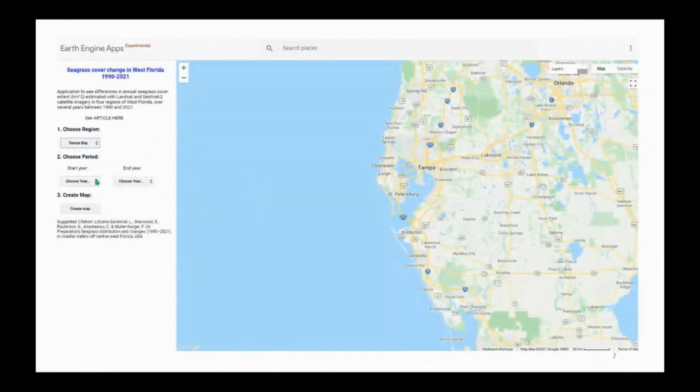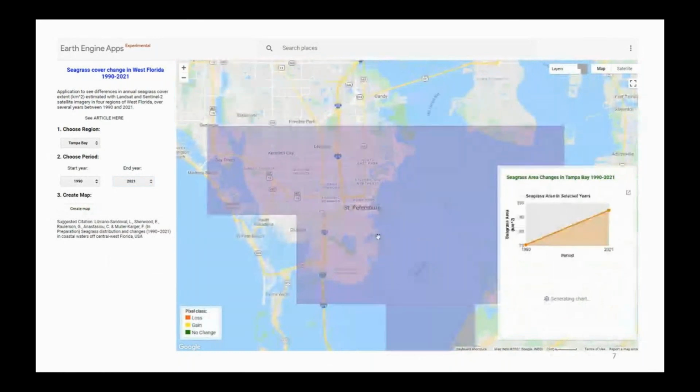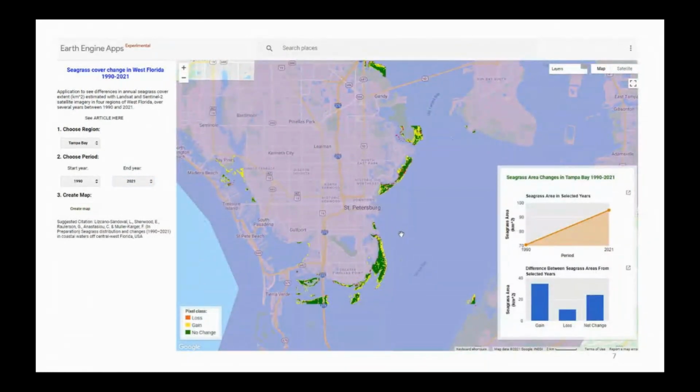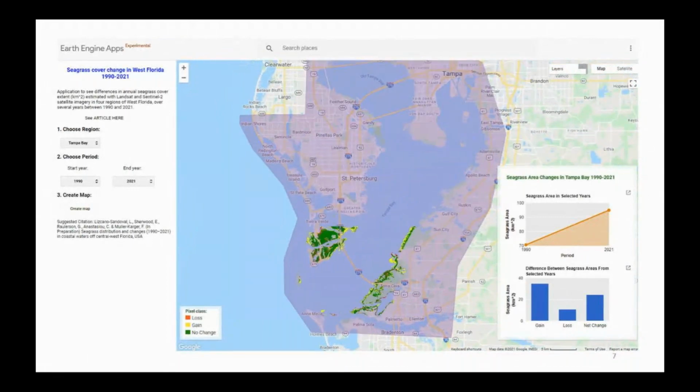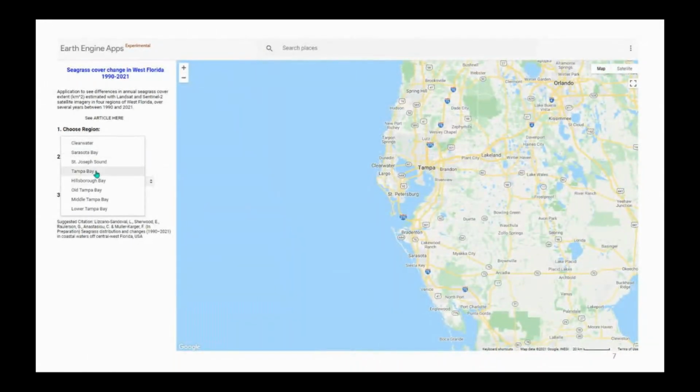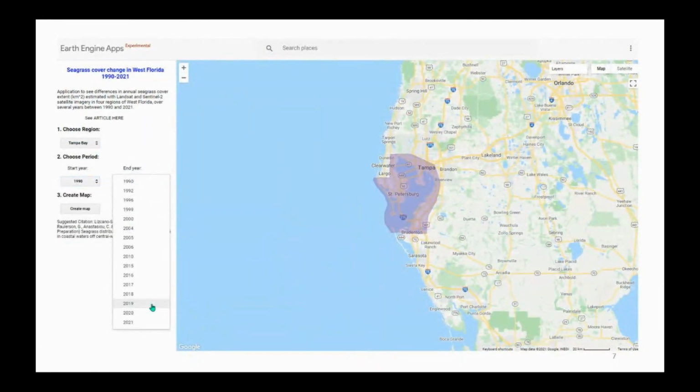We developed this Google Earth Engine app, which anyone can use. It is for visualizing and estimating temporal and spatial seagrass cover changes in selected regions and selected years. So this is a quick demonstration of the app.